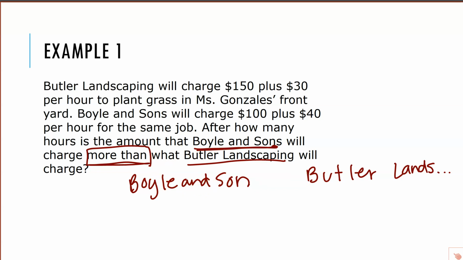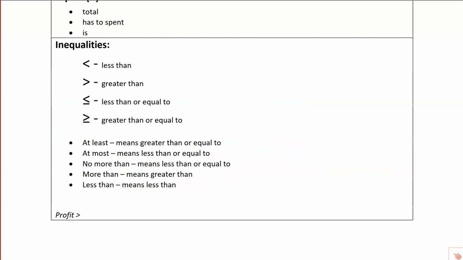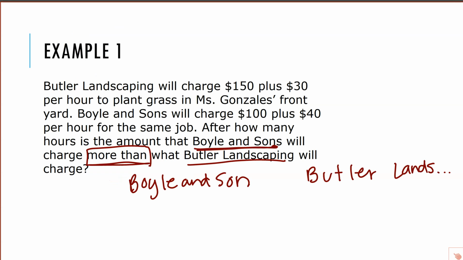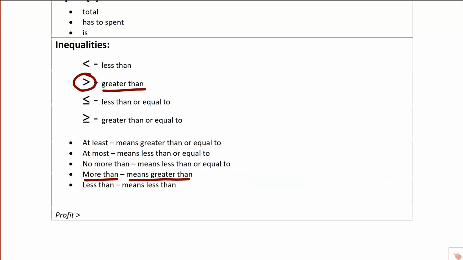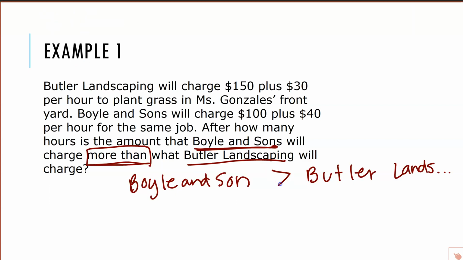Now, I did upload these keywords into your folder for today. So the keyword for in the middle, it says more than. So more than means greater than. So if you look at this, it says greater than. So this is the sign that we're going to be using. Greater than. So more than means greater than. So in other words, again, if you look at the sign, this is how it's going to be facing. It's going to go like this. So Boyle and Son more than Butler Landscaping.